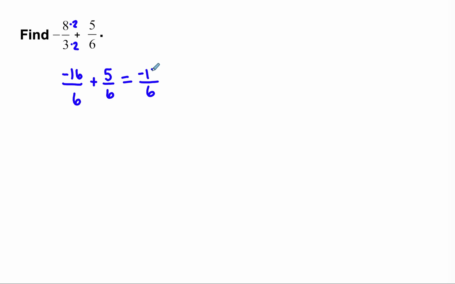So we have -11/6. Then I need to change that into a mixed number. So I'm going to go over here. I'm going to divide it out. 11 divided by 6. Let's see, 6 goes into 11 once. And when we subtract, we get 5 as a remainder. So our mixed number, negative, because this is negative, is -1 and 5/6.